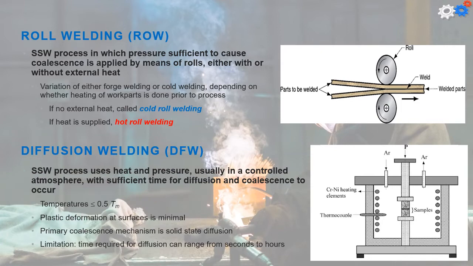Diffusion welding is a solid-state welding process that uses heat and pressure, usually in a controlled atmosphere, with sufficient time for diffusion and coalescence to occur. The temperature is usually less than 50% of the melting temperature of the metal. The plastic deformation at the surface is minimal, and the primary coalescence mechanism is solid-state diffusion. The limitation is that the time required for the diffusion can range from seconds to hours.